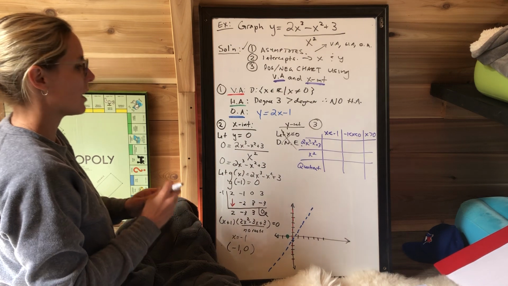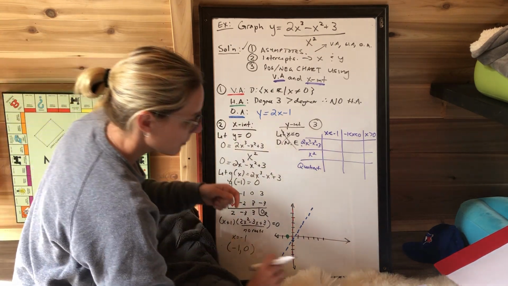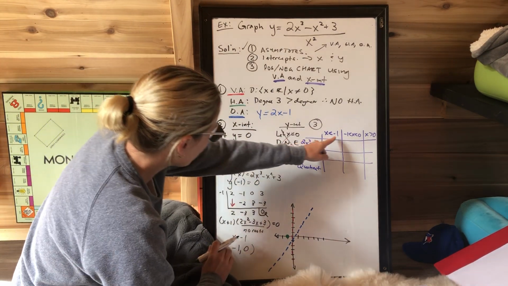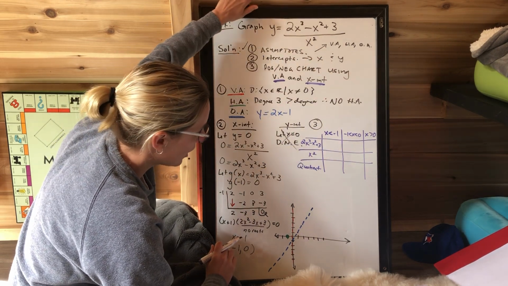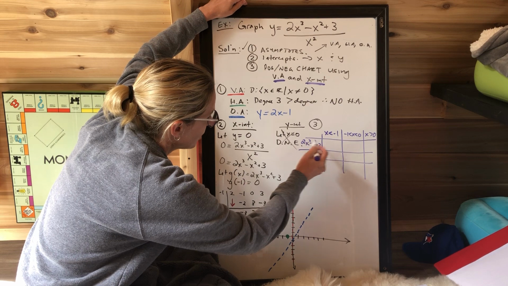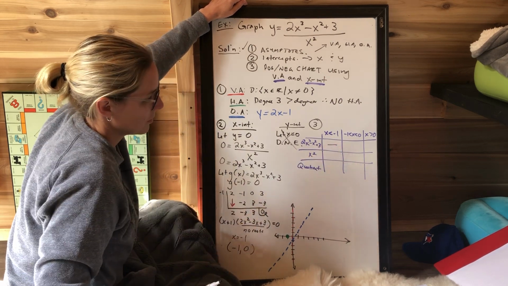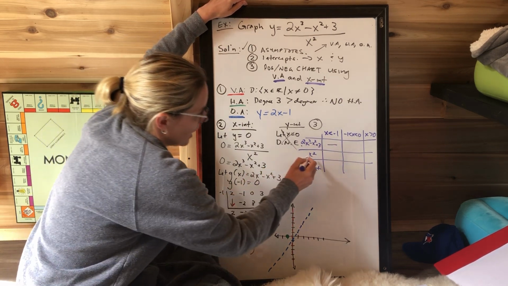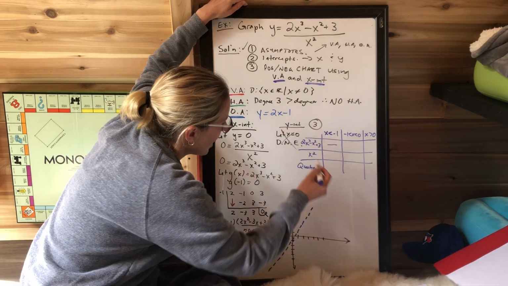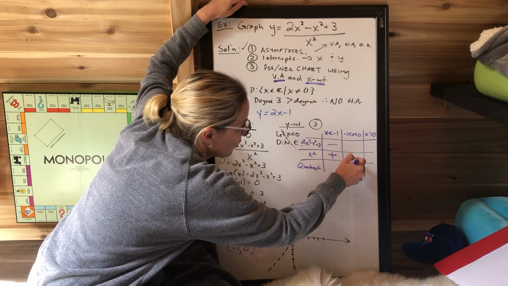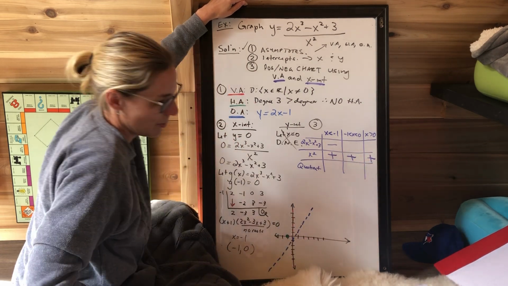You already know how to use this chart. You are picking a value less than -1. It doesn't matter what you pick. You could pick -5, and when you substitute it in here, you're going to realize that it pops out a negative. For x squared, it doesn't matter what value you pick, negative or positive, anything squared pops out a positive. So I know all the way across here, the x squared is going to be positive.